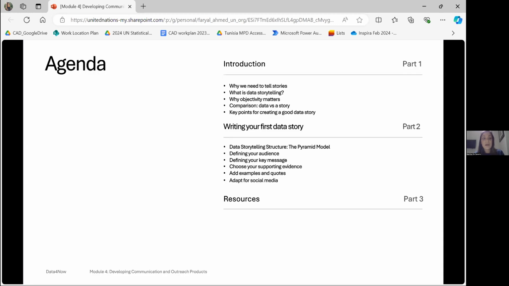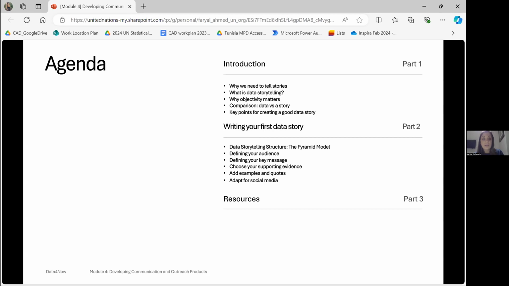So this is the outline for today. We will start with an introduction where we will tell you why we need to tell stories and why we need this new step into our data visualization journey. We will touch base on why objectivity matters. We will talk about the comparison between a data and a story. And we will give you some good practices and points for creating a good data story.